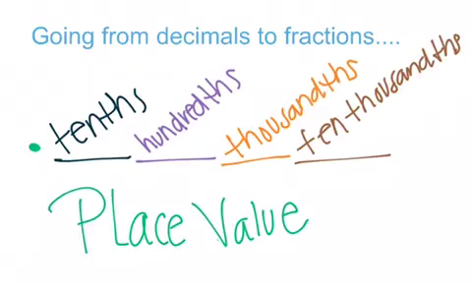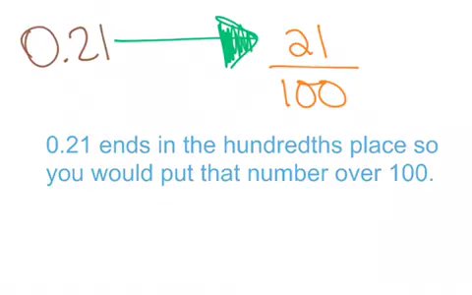Okay, so now we're going from decimals to fractions, okay? But in order to do that, we need to review our place value. Right here is our decimal point. It goes tenths, hundredths, thousandths, 10,000ths. Tenths, hundredths, thousandths, 10,000ths. Okay? All right. So, I had 0.21 or 21 hundredths because it ends right here in the hundredths place.